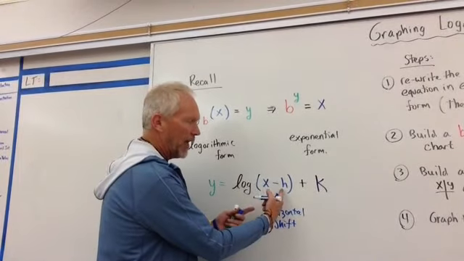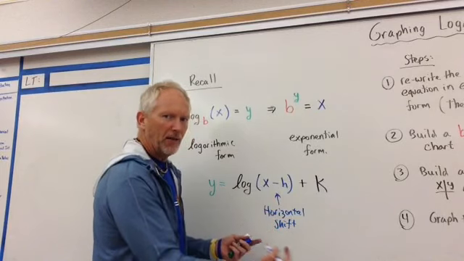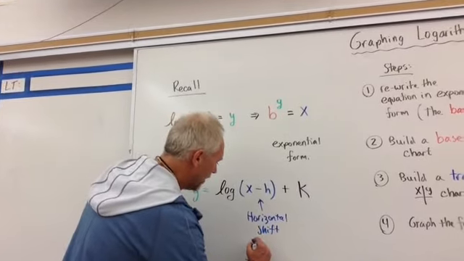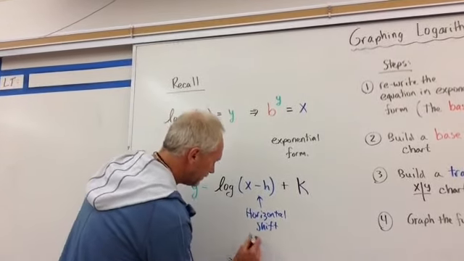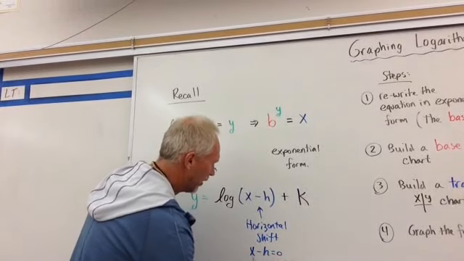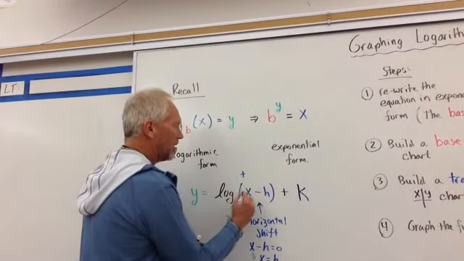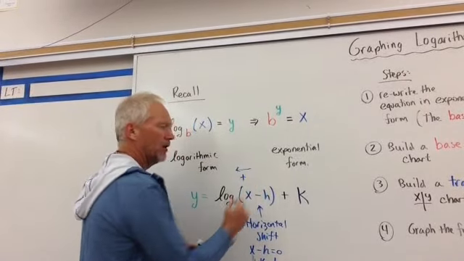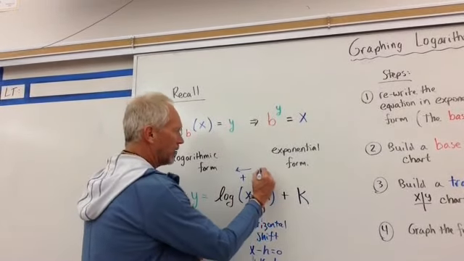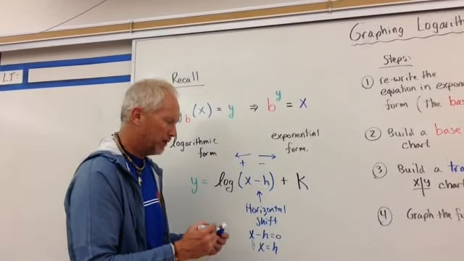So if h is positive, then it's going to go to the right. It goes the opposite way. If I set x minus h equal to 0, I'll get x is equal to h. So remember, if it's a plus sign, you're actually going to shift left. If it's a negative sign in here, you're actually going to shift to the right. Okay, so it does the opposite of what you would think.